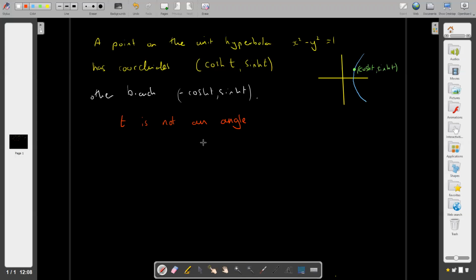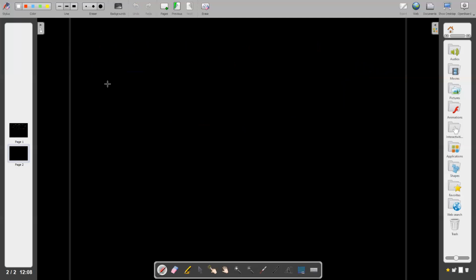For the circle, theta was the angle between the x-axis and the point, but here the t is not an angle. It's just a parameter, to help us describe where we are. I say it does have a geometric interpretation, but I'm going to leave that for now. Okay, so the next question you might be asking yourself is, so what? We've kind of given a name to a point, cosh t, sinh t.